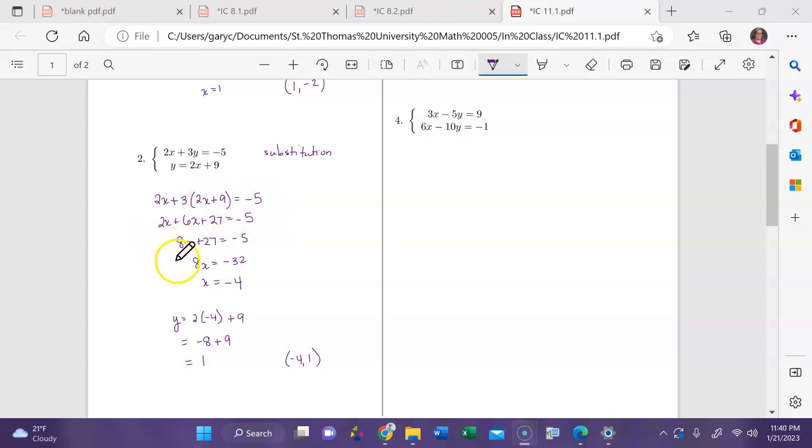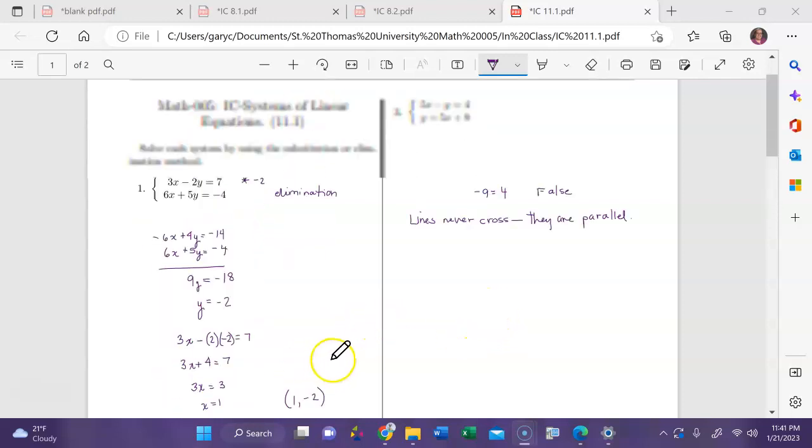When I go ahead and do that, I wind up with 8x plus 27 equals negative 5. When I subtract my 27 to the other side, I get 8x equals negative 32, which means my x has to equal negative 4. Plugging my negative 4 into that equation, y equals 2x plus 9, I get 2 times negative 4 plus 9, which is negative 8 plus 9, or 1. And so that's going to be that point. My point where they intersect is going to be negative 4, 1.